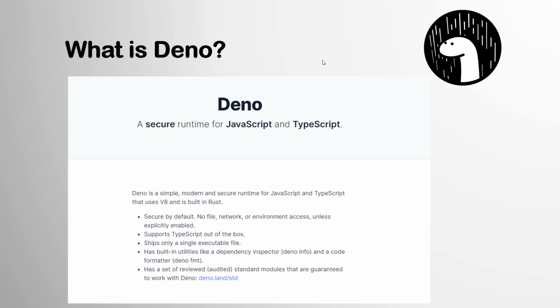A runtime for JavaScript is what Node is, so Deno is supposed to be a secure version of Node.js that also has out-of-the-box support for TypeScript. And we're going to see major differences later. It's built in Rust, and it also uses the same JavaScript V8 engine.